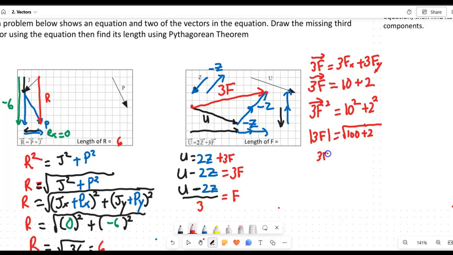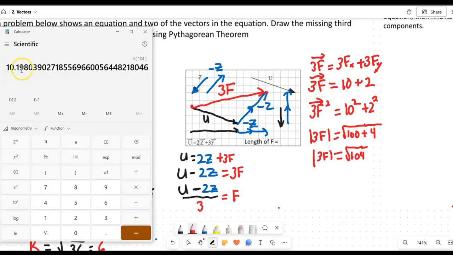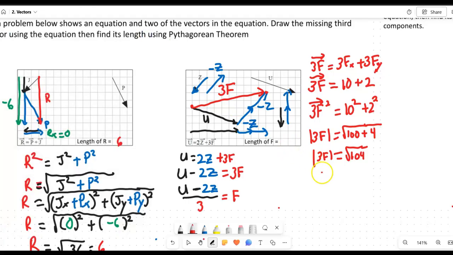So the length of 3f is going to be 100, that should be 4. Well, you know what? Leave that there. It should be 104, not 102, because 2 squared is not equal to 2. It's 4. Drive myself crazy. Okay, so the square root of 104, I've already done it, is 10.2. So 3f is equal to 10.2.